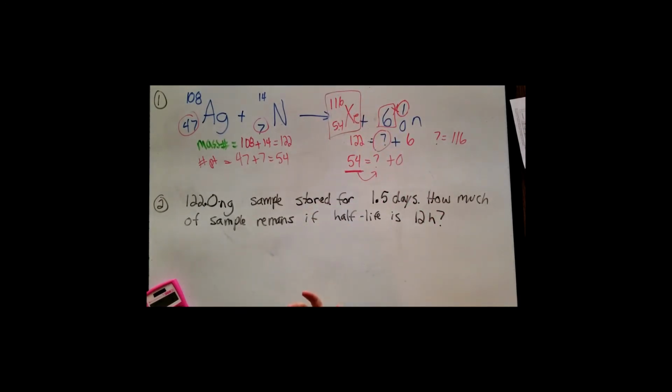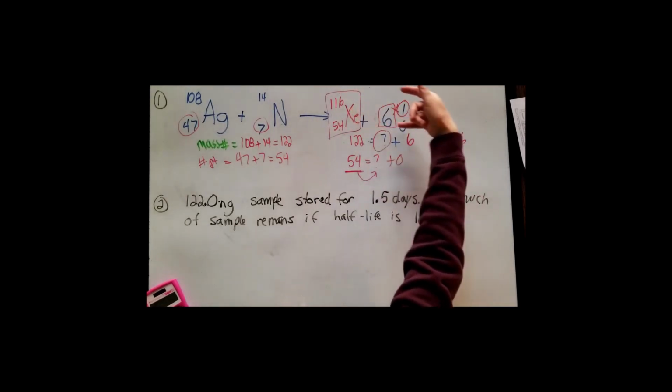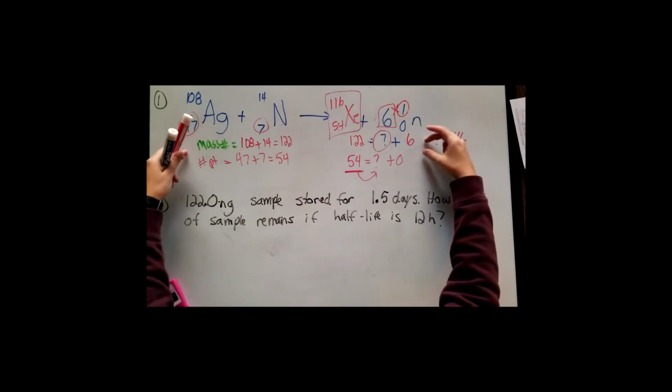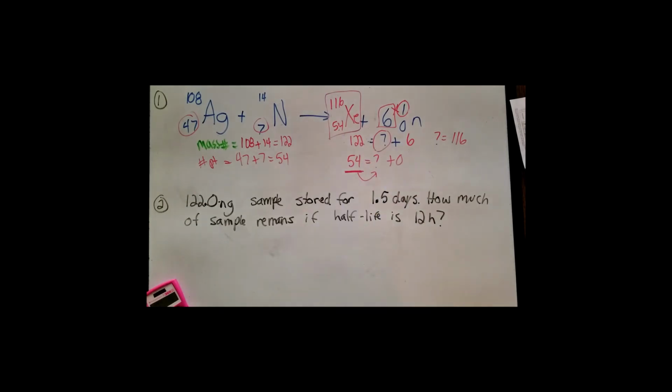So it doesn't necessarily have to be an alpha, beta, or positron emission. You just need to be able to use your knowledge here, making sure that the mass numbers and the number of protons are the same on both sides will help you predict any unknowns that aren't filled in.